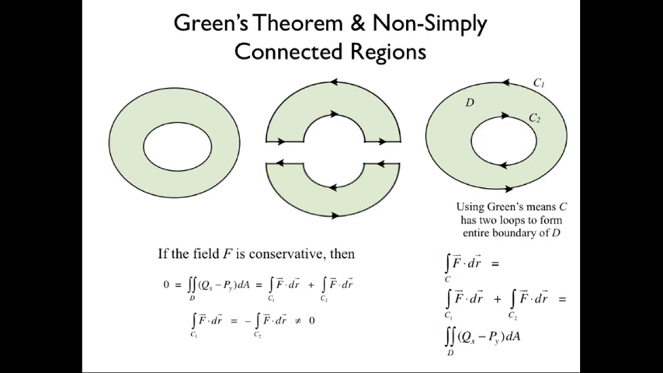Okay? So does this make sense? If we're in a conservative vector field, then yes, the double integral over D of Qx minus Py is still 0, so the double integral is 0. But now our line integral is the sum of the two loops that make the whole boundary. So that sum equals 0, meaning that those two loops are equal and opposite line integrals and non-zero. Anybody have a question on that? Does it make sense?